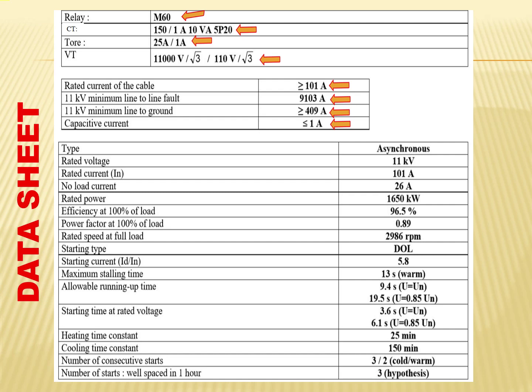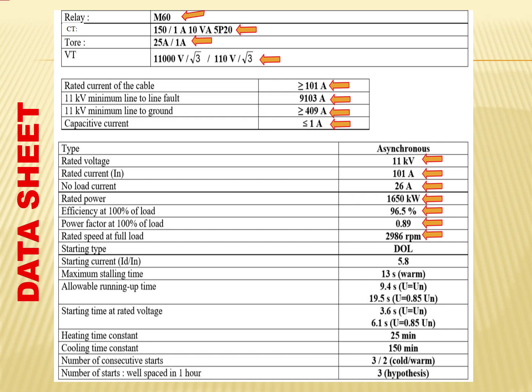Motor is an induction motor or asynchronous, and its rated voltage is 11 kV with rated current 101 ampere. The no load current is 26 ampere and the power of the motor is 1,650 kilowatt. At 100% of load, the efficiency is 96.5% and the power factor is 0.89. Its rated speed at full load is 2,986 RPM.